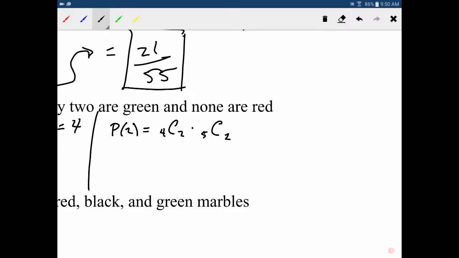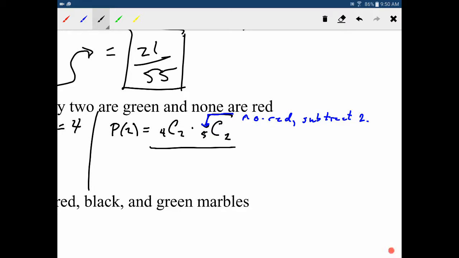Instead of having them add up to 11, I'm going to have them add up, actually, let me use a blue here. So we're going to say, well, there's no red, so we'll subtract 2 from that. Because we're choosing from the 5 remaining that are not red, because there were 2 red marbles. So that's what you have to do there.